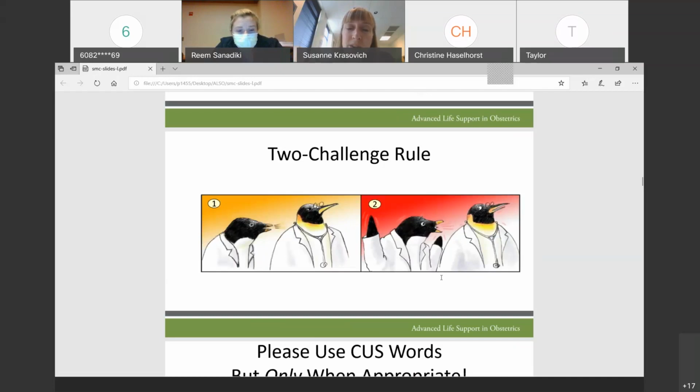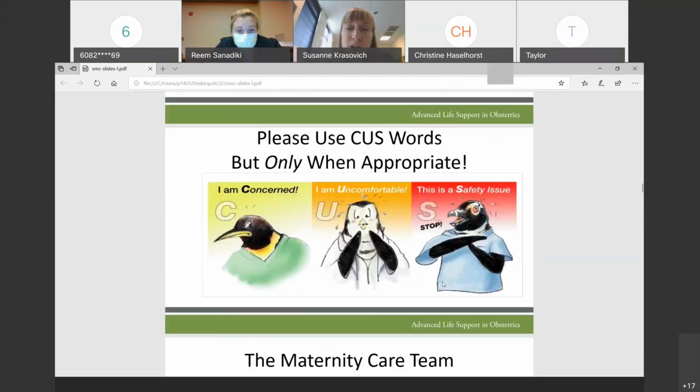We can also look at what we call cuss words. So specifically, I'm concerned, I'm uncomfortable, or this is a safety issue. When you hear those words or when you use those words, that's a way of communicating to another person on the team that this is something to pay attention to.